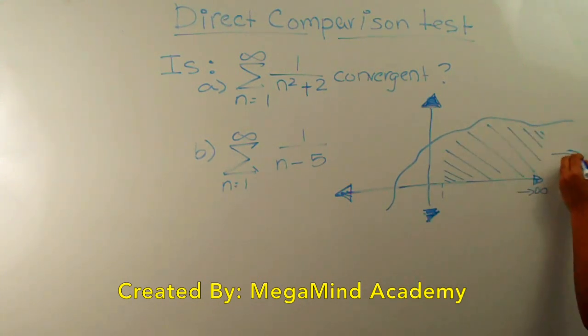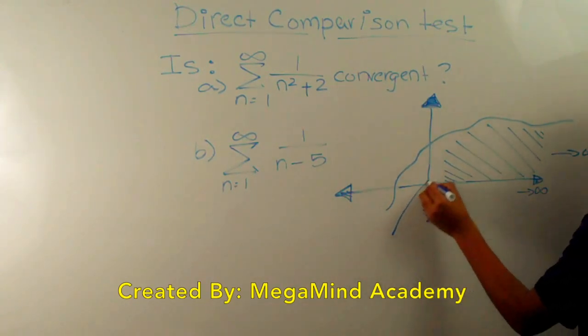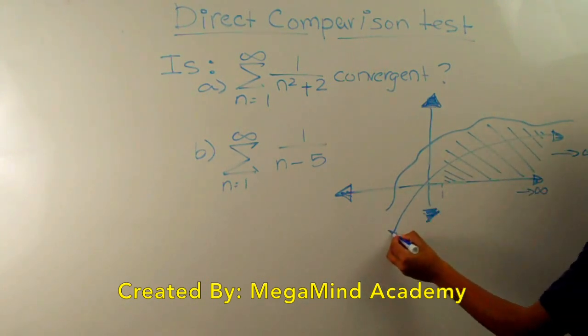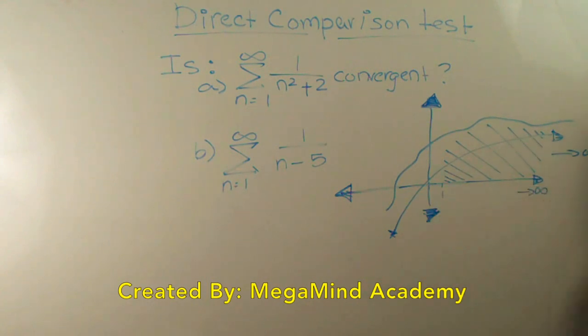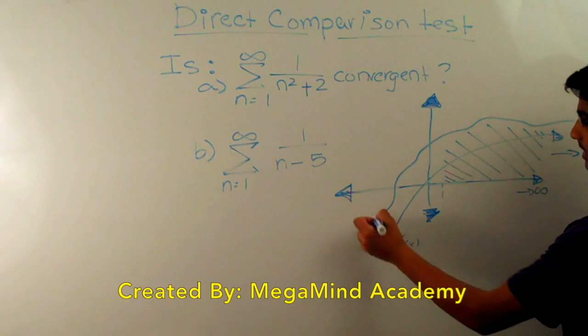And it goes to infinity. Now let's say that we had this other function that came like this. And we do know that on this interval from 1 to infinity, this area is divergent. Now, if we know that this area under this curve is divergent, let's say it's f of x, and this is g of x.